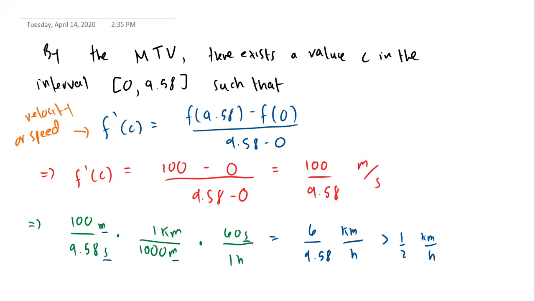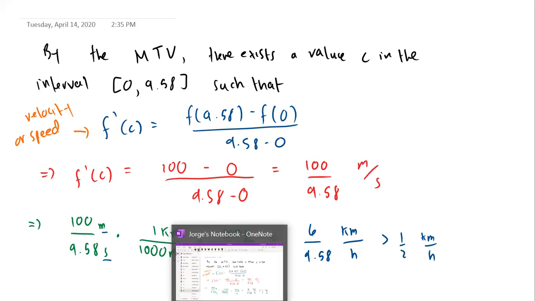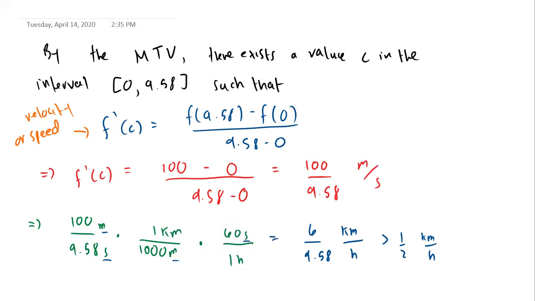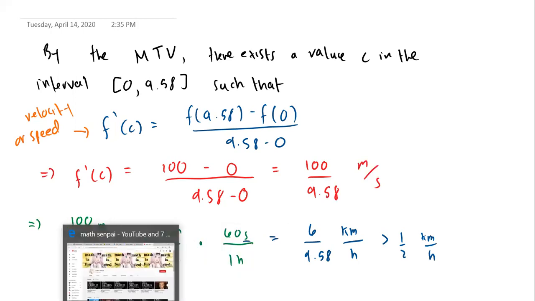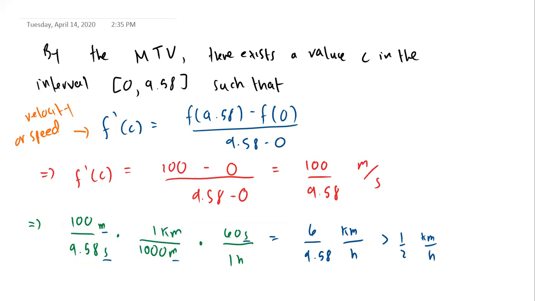So what did we find? Well, there is a C in the interval 0 to 9.58, such that f prime of C equals 6 divided by 9.58 kilometers per hour. And remembering that f prime of C is just the velocity at time C, we get our answer. There is a time, specifically time C, where the speed of Usain Bolt actually exceeded 1/2 kilometers per hour.